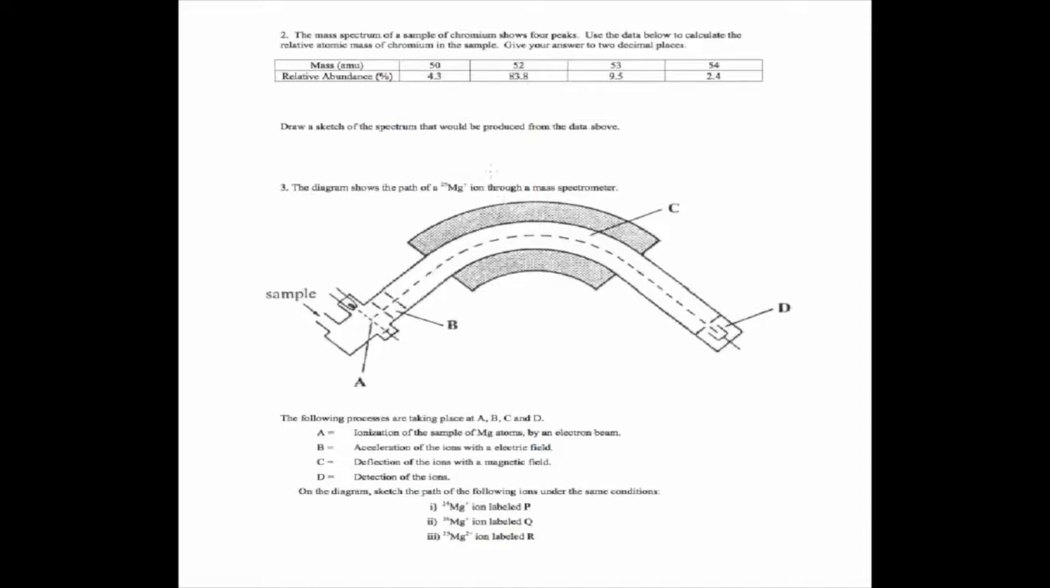For this problem, it tells you that you have a mass spectrum of a sample, and you've got this information here. First it asks you to calculate the relative atomic mass of chromium. Well, we know the relative abundance of each of these different isotopes of chromium, so this is actually not new. I'm going to just find the weighted average for chromium. So I'm going to take the atomic mass of the first isotope, which is 50, and multiply it by its percent abundance, which is 0.043.